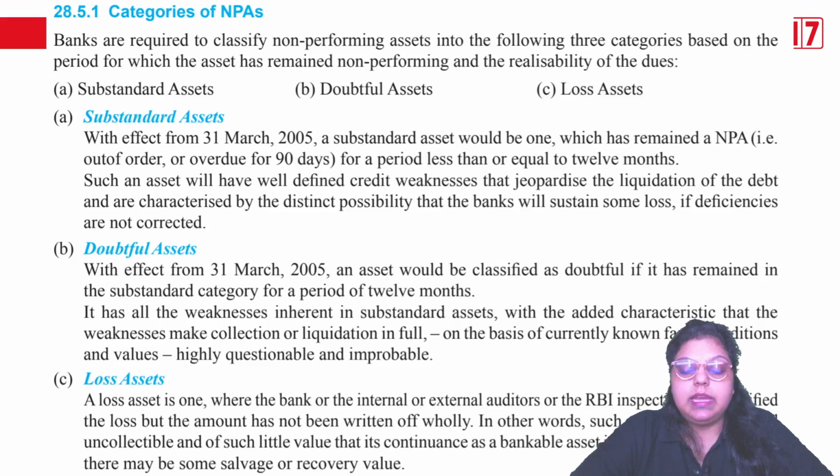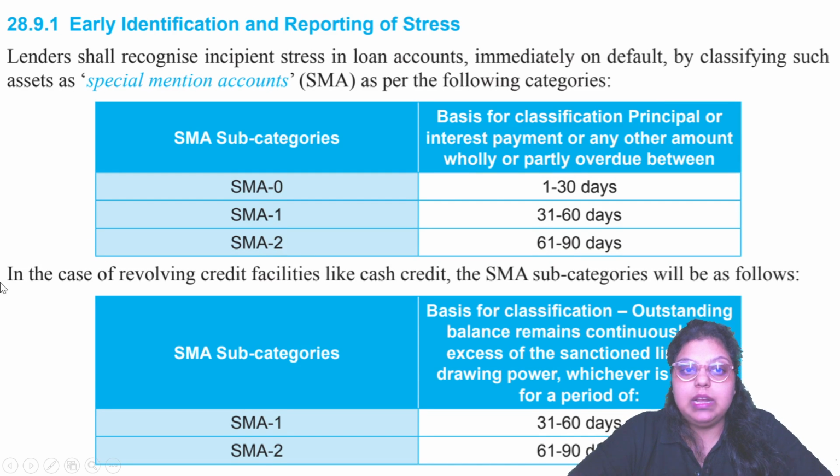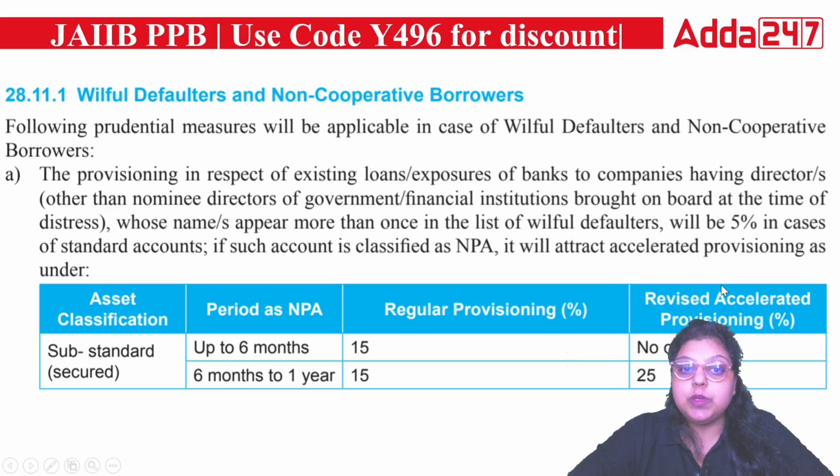Okay. Then these are the special mention accounts. So early identification of bad debts can be done with the help of a special mention account. SMA 0, 1 to 30 days, SMA 1, 31 to 60 days, SMA 2, 61 to 90 days. In the case of a revolving credit facility like a cash credit, the SMA subcategories will be SMA 1 and SMA 2. SMA 1, 31 to 60, SMA 2, 61 to 90. These are the categories of a special mention account, and do remember, special mention accounts are actually the early identification of a bad debt.